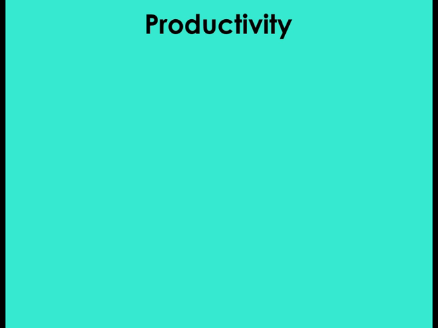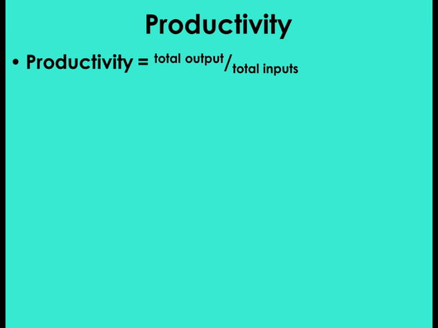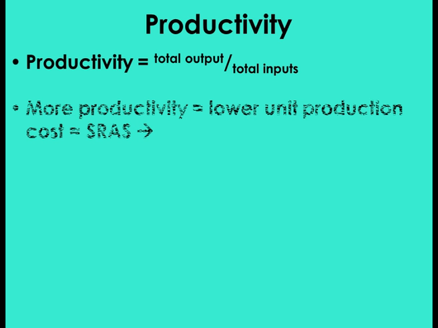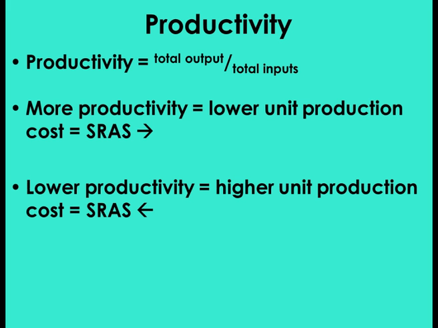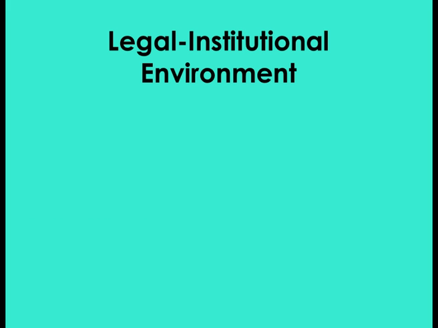Productivity is another important component of short-run aggregate supply. So productivity is defined by the total output divided by the total inputs. And when you have more productivity, that creates a lower unit production cost, and so that shifts our short-run aggregate supply to the right because it increases our total output. And lower productivity means that we have a higher unit production cost from firms, which will shift the short-run aggregate supply to the left because it decreases the total output.